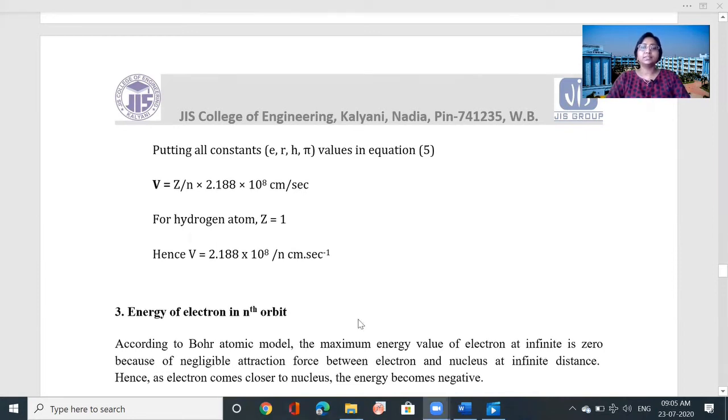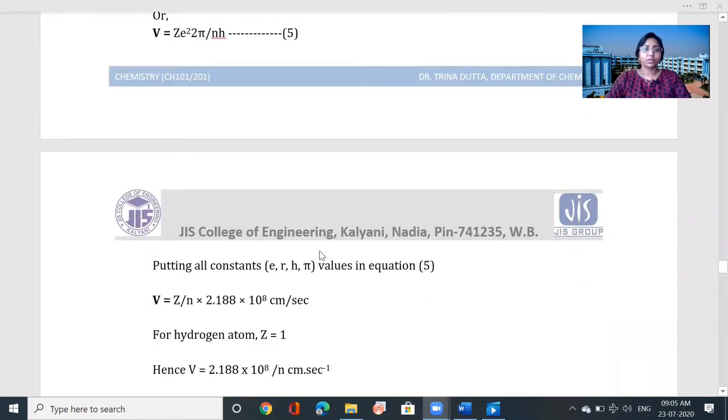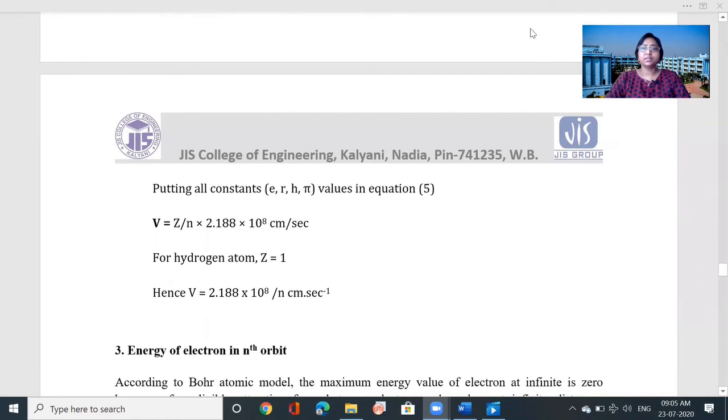Next, the energy of the electron in the nth orbit. So basically I need to tell you one thing, that you remember the final expression. Okay, this one is the final expression, that is for the velocity. This final expression you remember.